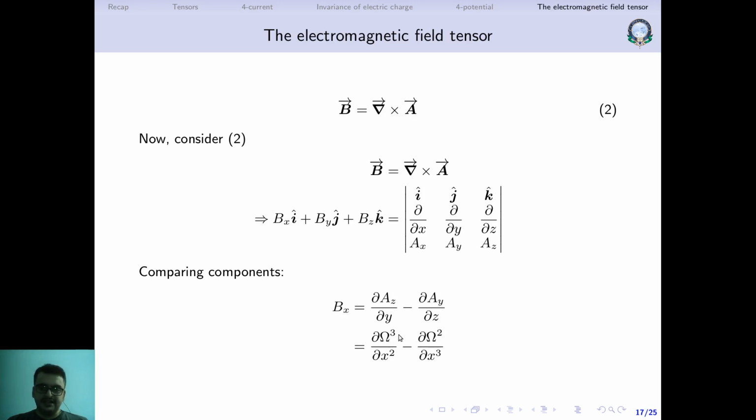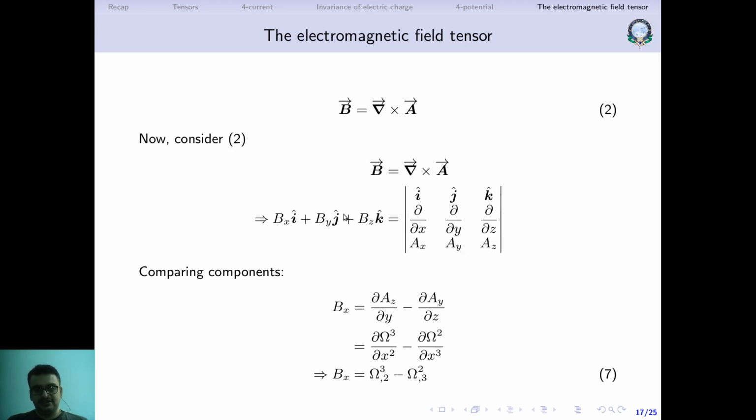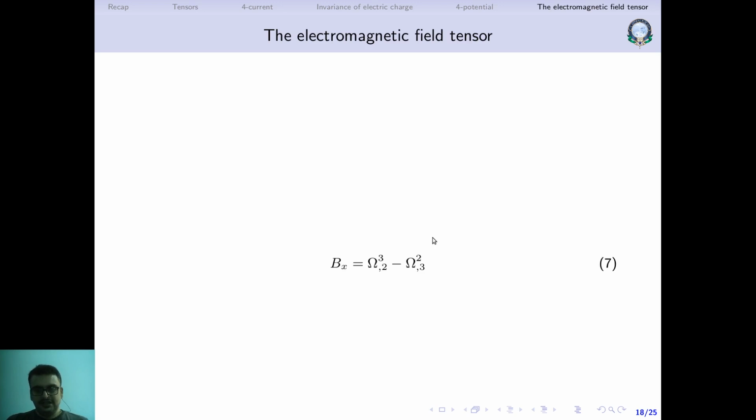Again we can write this using our comma notation. Dou omega 3 by dou x2 is nothing but omega 3 comma 2, and dou omega 2 by dou x3 is nothing but omega 2 comma 3. So Bx is equal to omega 3 comma 2 minus omega 2 comma 3. Call this equation number 7. In a similar way, for the y and the z components, you just have to equate the y and z components from this equation, and following the same steps we can obtain these two equations. This again I'm leaving to you as a home assignment to verify.